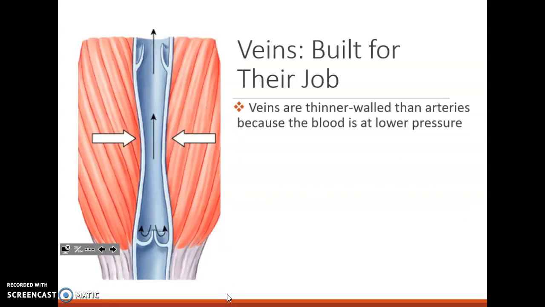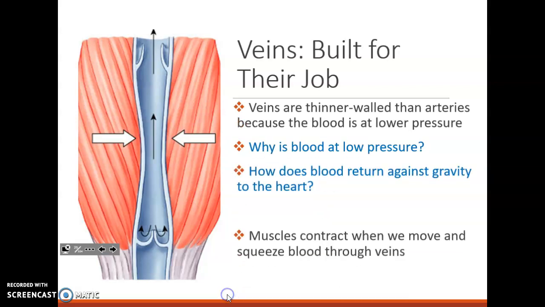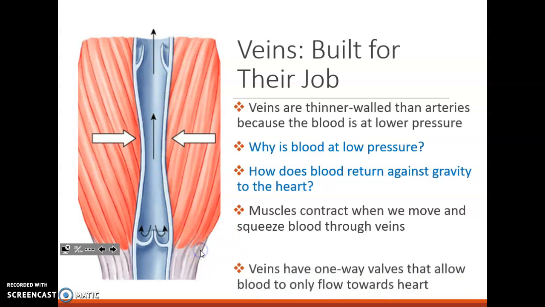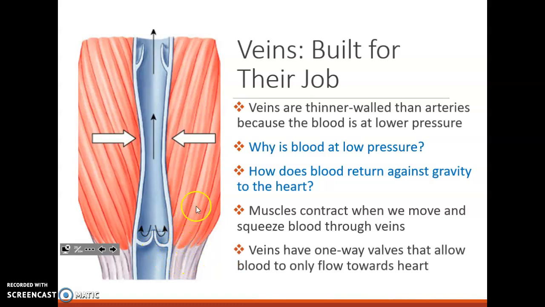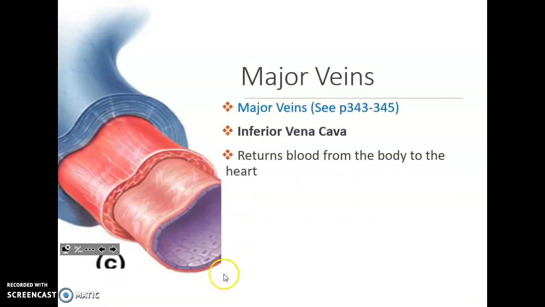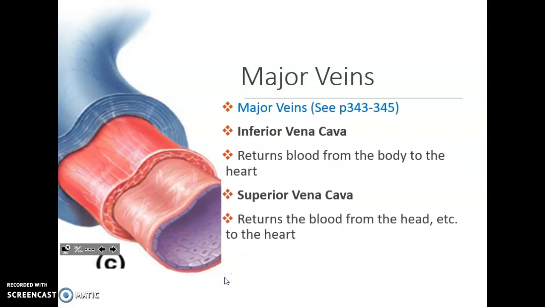And then we learned about veins and how they are also built for their job. They are thinner walled, and blood moves through them not by the heart pumping, but by your muscles kind of squeezing blood through the veins. And then they also have these valves, so once blood gets squeezed through, it can't go back. And we talked about the veins that you need to know: inferior vena cava, superior vena cava, and the pulmonary vein.